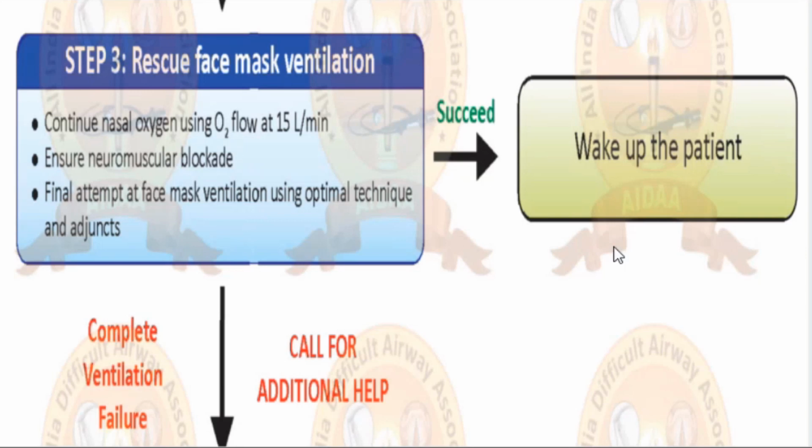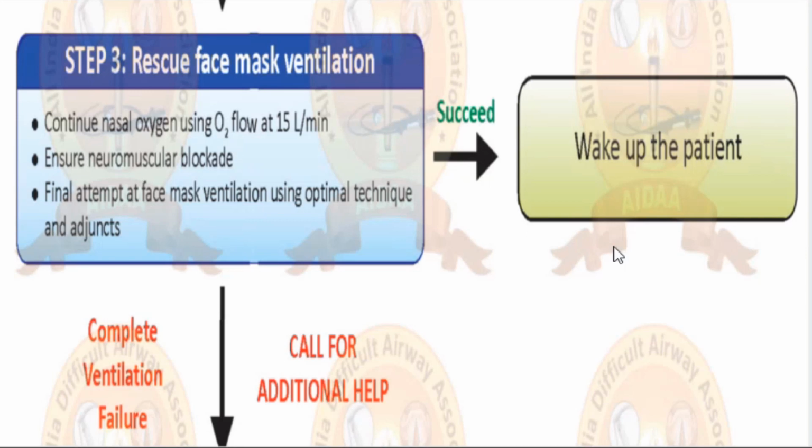All right. However, if there is a complete ventilation failure, this is a term coined by the DAS. What complete ventilation failure says is that we are not able to intubate, we are not able to mask ventilate, we are not able to ventilate with the supraglottic airway device. These three are our main weapons, and we are not able to use them. So this is called a complete ventilation failure.